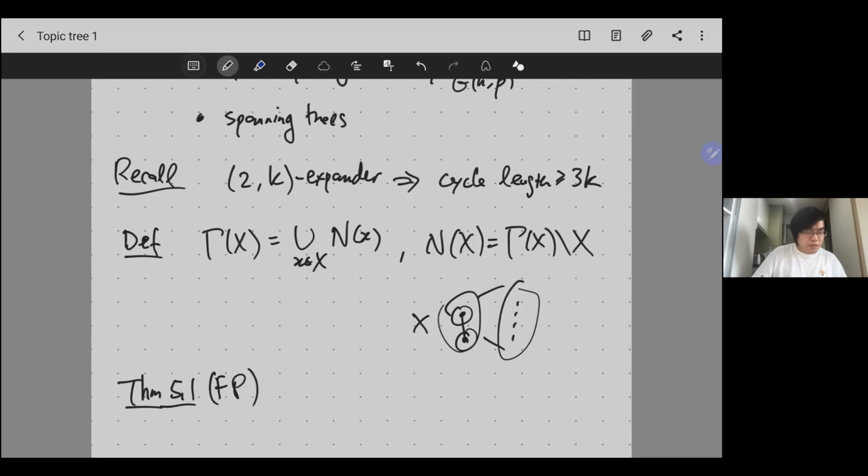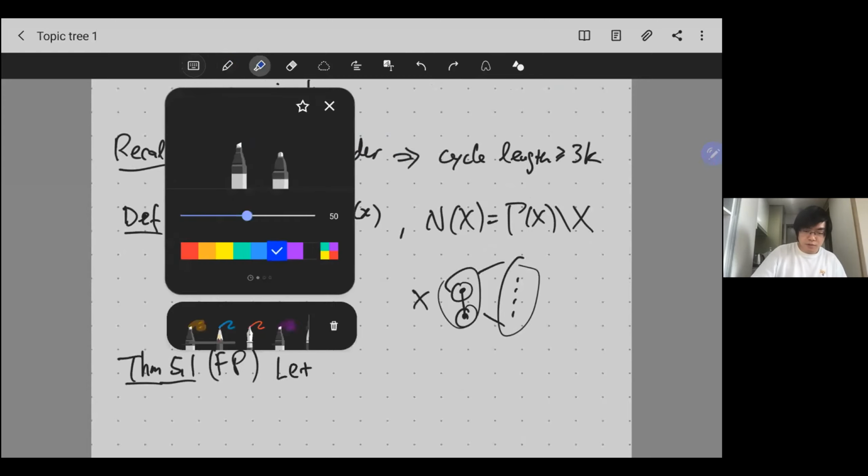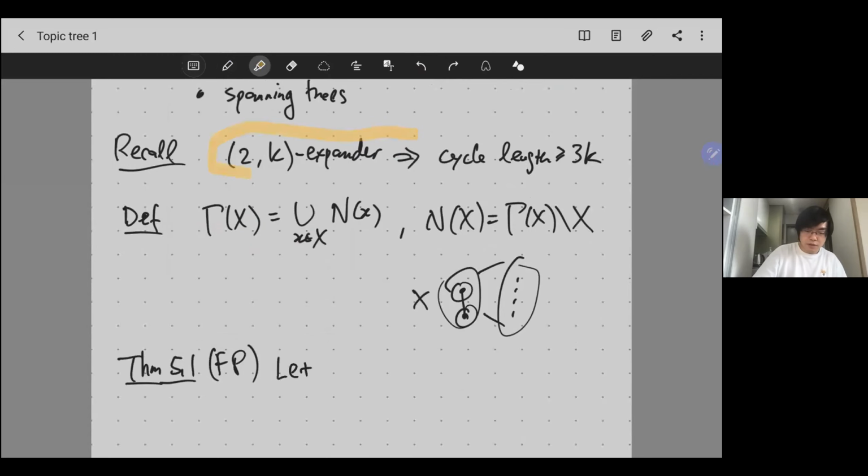Then in this notation, the Friedman-Pippenger theorem states that, so you can compare to the statement up here. They look kind of similar. Let d and m be natural numbers, positive integers, and G be a graph, okay?